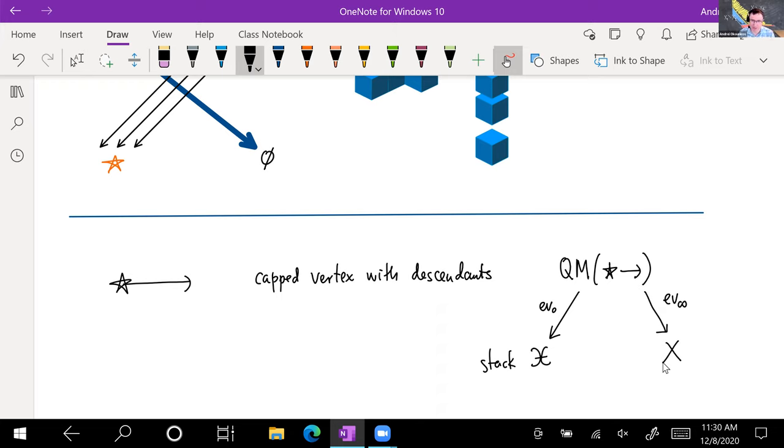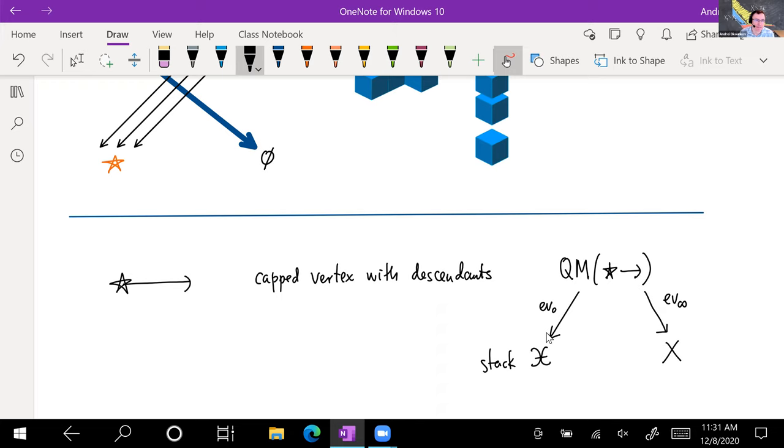Because if some class is pulled back and you push it forward, then you get that class back. In other words, this is a correspondence between X and the stack. This is how X and the stack are talking to each other. So we will be investigating this.